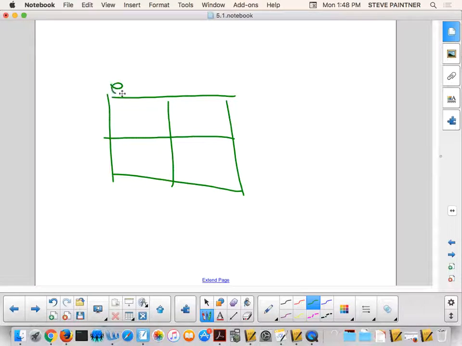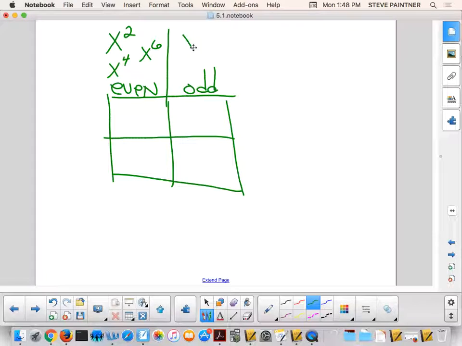If you have an even function versus an odd one. You might want to write an example of even: x to the second, x to the fourth, x to the sixth. That's what they're talking about. Or if you have odd: x to the first, x to the third, x to the fifth. That's what odd and even are when it comes to functions.